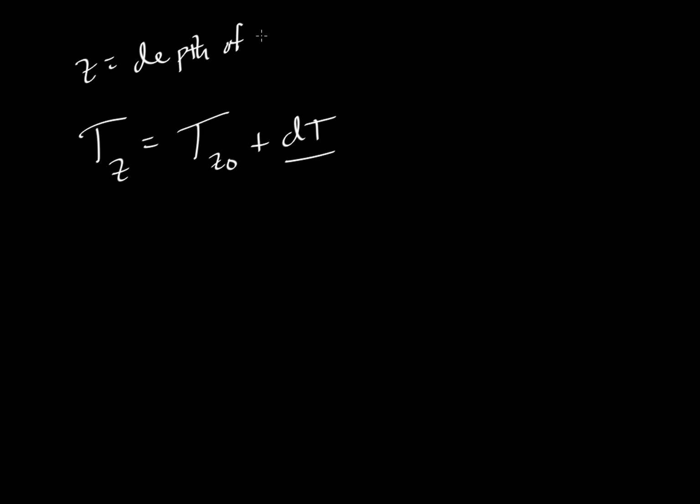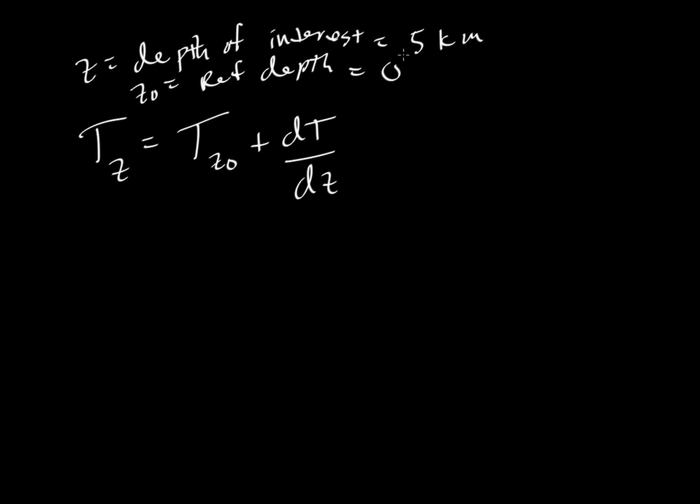And when we calculate the temperature in that part of the Earth, we can use an equation that looks like this. So we'll have the temperature at some depth, Z, where Z is the depth of interest. For our numerical example, we'll just use the case of 5 kilometers. And then Z naught will be our reference depth. For our numerical example, we'll let that be the Earth's surface, and it'll be 0 kilometers.